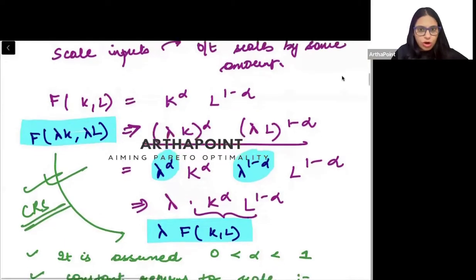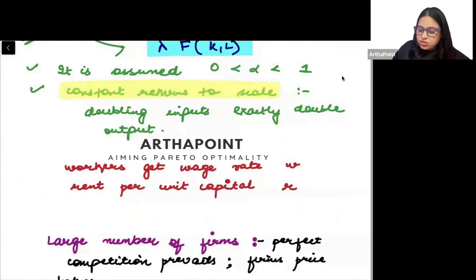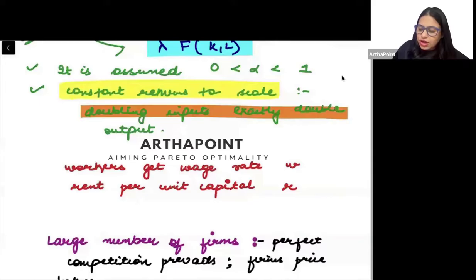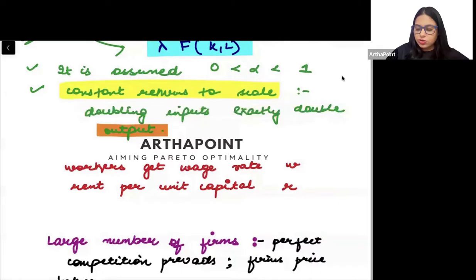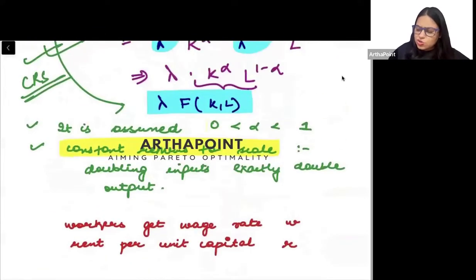So this is an important assumption of the Solow model, that in the Solow model, you will have constant returns to scale. Meaning, whenever you double your input, your output will exactly double itself. ठीक है? Now let us go ahead. अच्छा, एक और बात है. We just assume alpha is between 0 and 1.